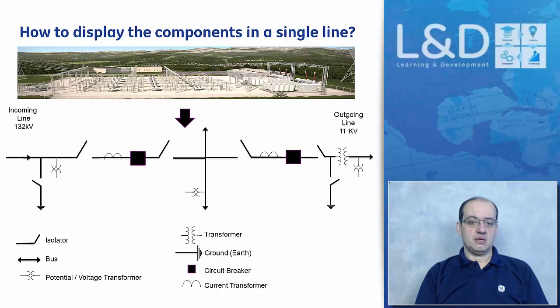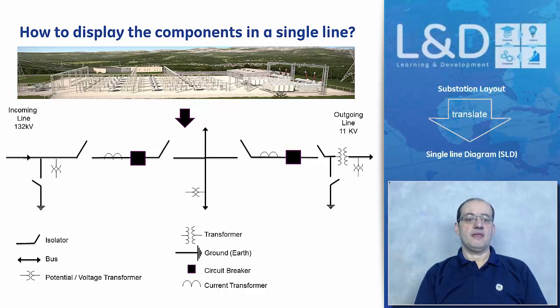So in a substation, the main step of figuring out the layout and then translating that layout during the design time into a single line diagram just like this one assists us in understanding the overall layout of the substation and the status of the main components of the substation.